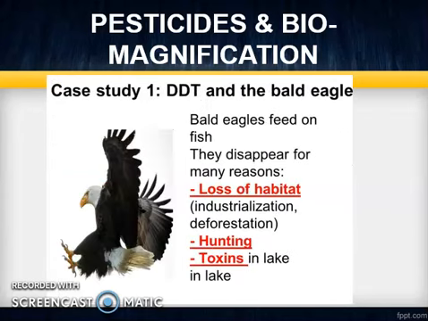Okay, now we want to talk about the effect of DDT on the population of bald eagles that live in the Great Lakes, located in the United States of America. Based on the information in this slide, bald eagles feed on fish. They disappear for many reasons. Examples of reasons that can cause the decrease in the population of this bird are, first, loss of habitat, second, hunting, and third, toxin in the lake. The third pollutant agent that causes the decrease in their population, we will discuss in detail in our next slide.